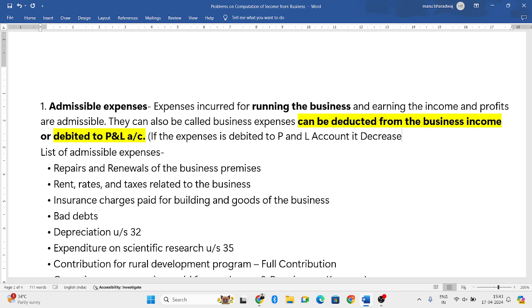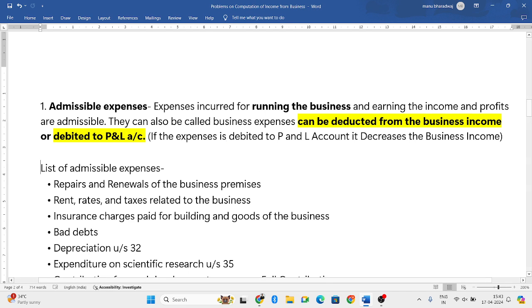It decreases the business income. So what does it mean if the P&L account is debited? It means our income has decreased. So these are the list of certain admissible expenses.